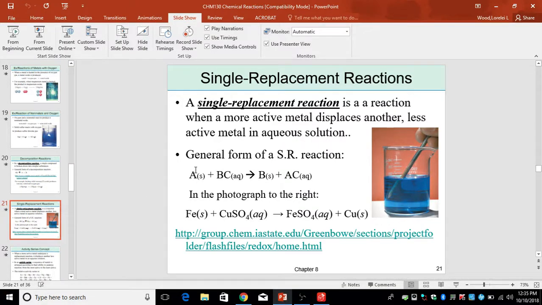A is the metal. So this is representing the metal. So you may want to put those in your notes. The A is the metal. BC is an aqueous solution. B is the new metal that comes out of it, and A is in the aqueous solution. Before we can talk about this kind of reaction, what I want to talk about is when ionic substances make aqueous solutions, what is actually going on there.